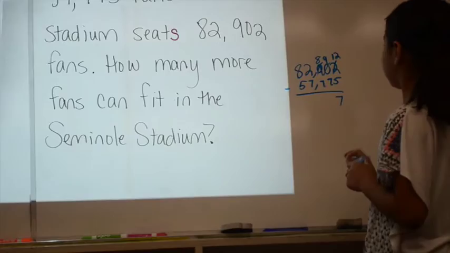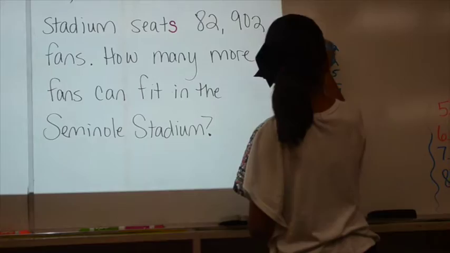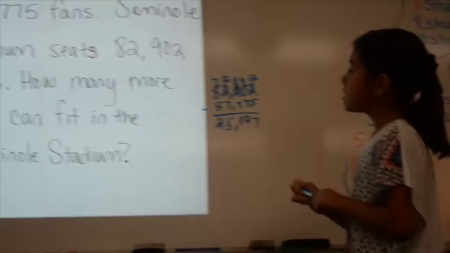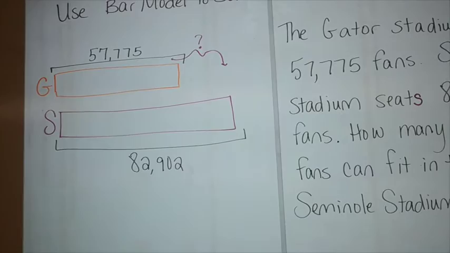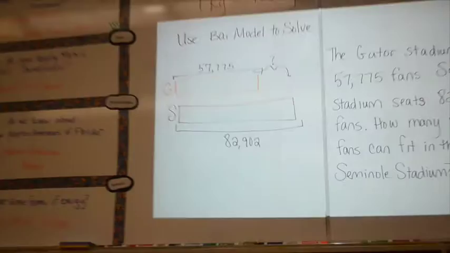So you have to borrow from your 8. Your 8 becomes 7. Your 2 becomes a 12. That goes in that space. And our missing box is 25,127. Okay, so the space that's missing between the two of them, the difference between the two bars, is 25,127. Go ahead and write that in the missing space so we know now what it's worth.